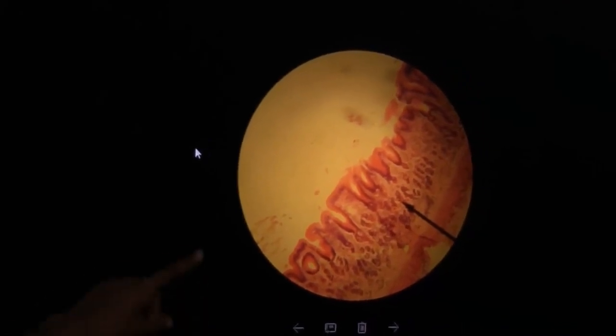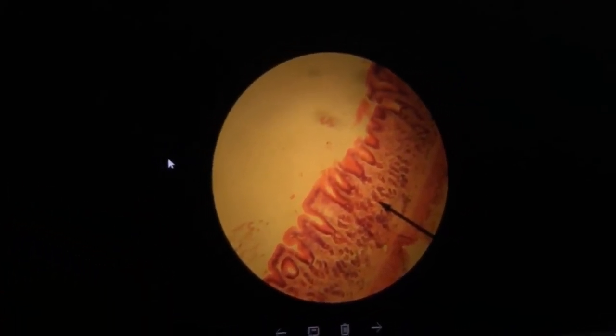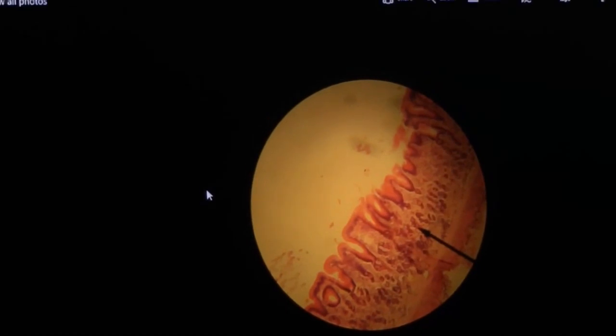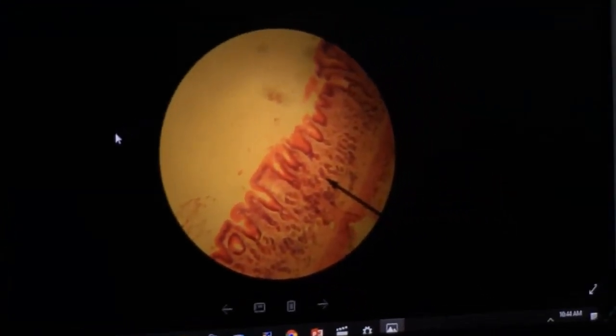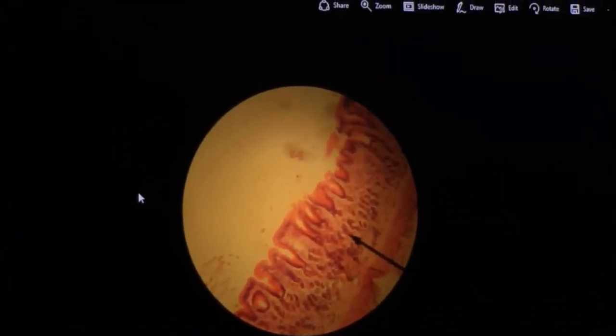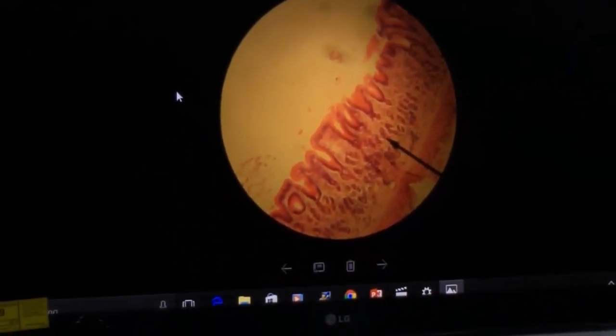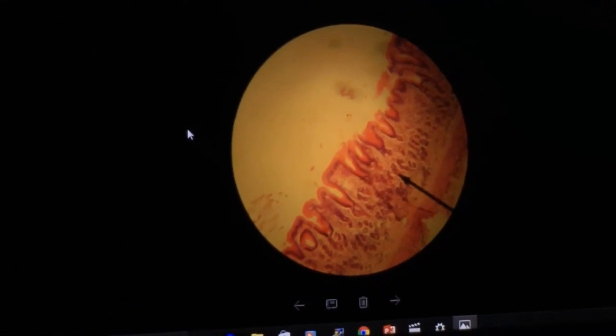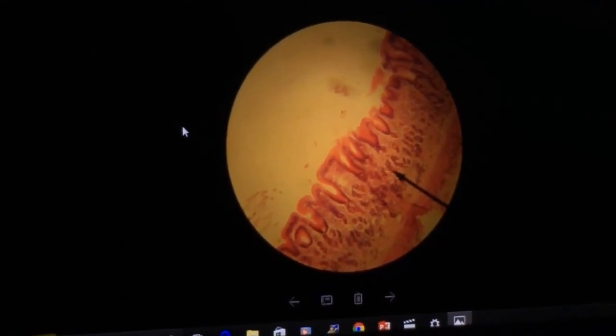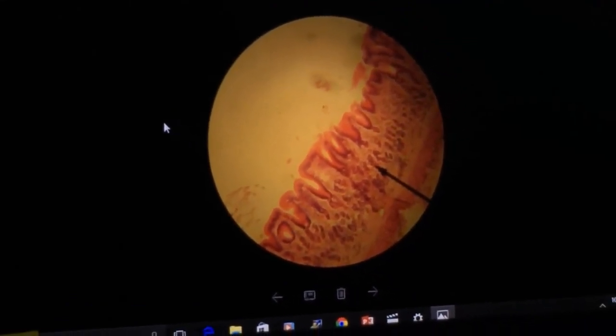Yes. So Jordan, stand up and look at the slide, man. You know this slide. You agree? No, guys, look at the pits. Look at the gastric pits. Well, what can you say about them? Shallow. They're shallow. No, you can't tell.